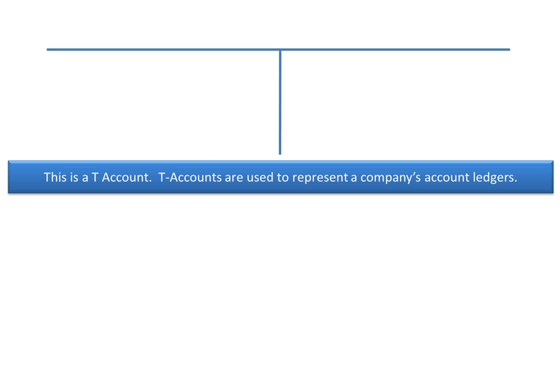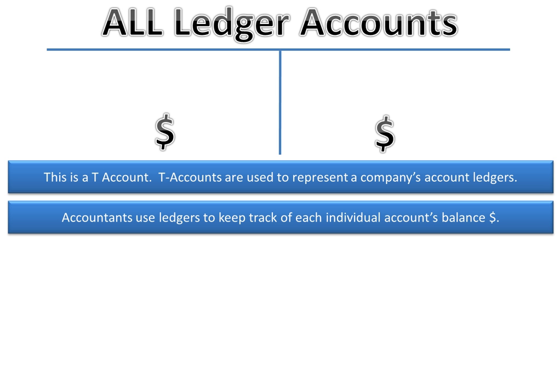This is a T account. T accounts are used to visually represent a company's account ledgers. Accountants use ledgers to keep track of each individual account's balance. For example, if you're keeping track of cash, you would keep it in a cash ledger account. So at any point in time, you would know how much cash you have.